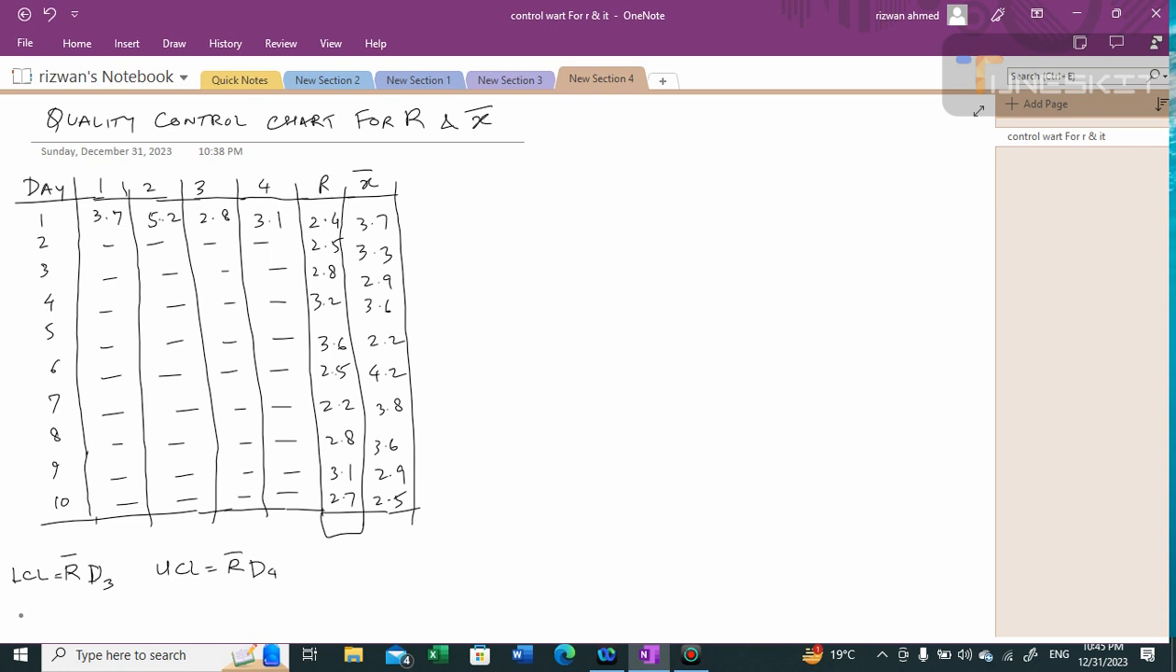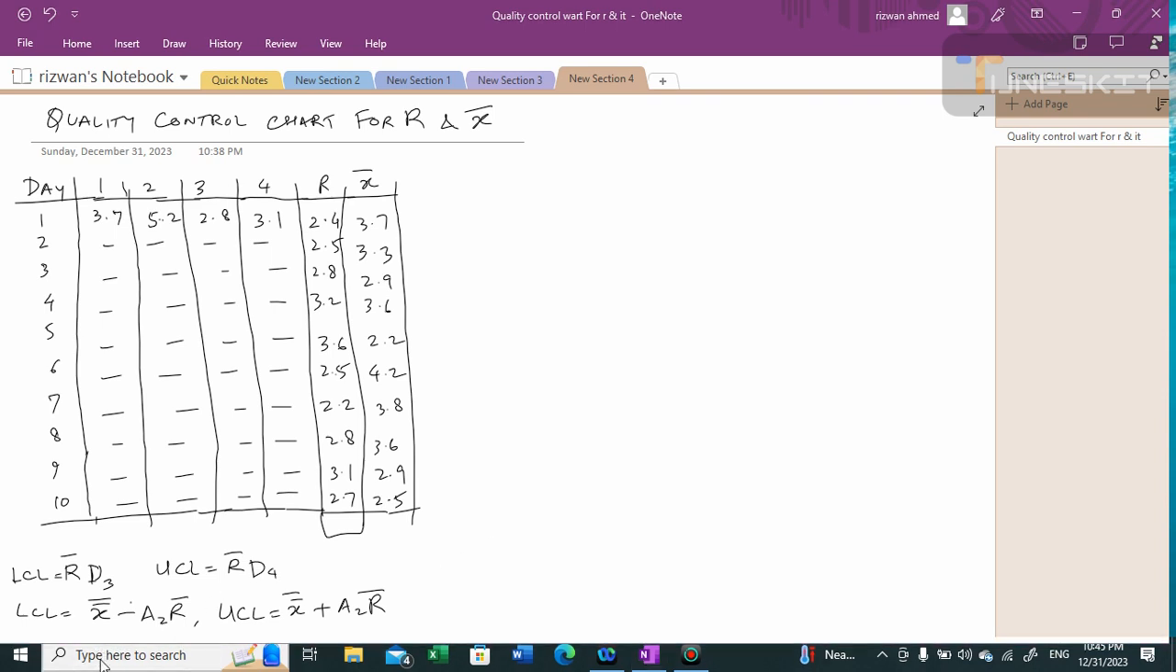Similarly, for mean, LCL equals x double bar minus A2 times R bar, whereas the upper control limit would be x double bar plus A2 times R bar. Over here, the factor values D3, D4 and A2 we take from the control chart table. I'm going to show that.